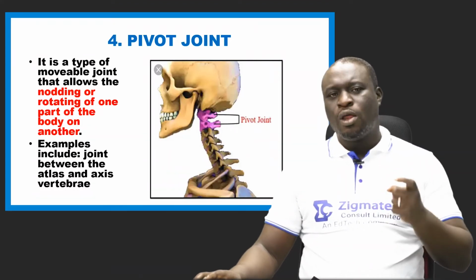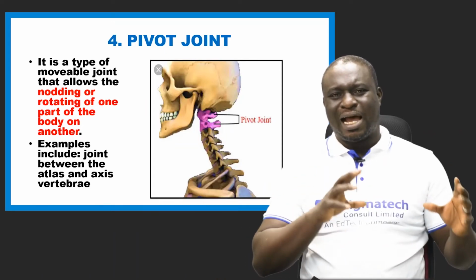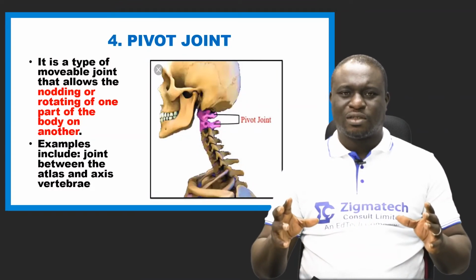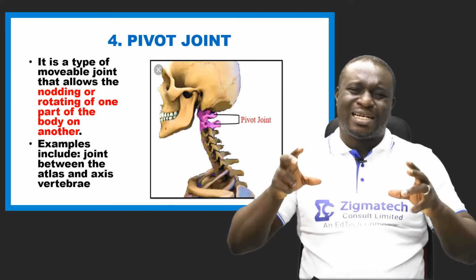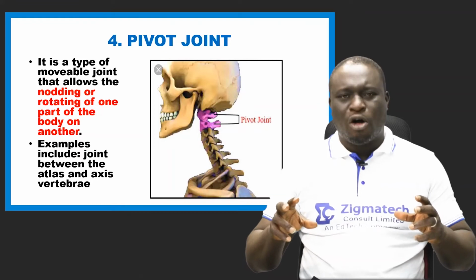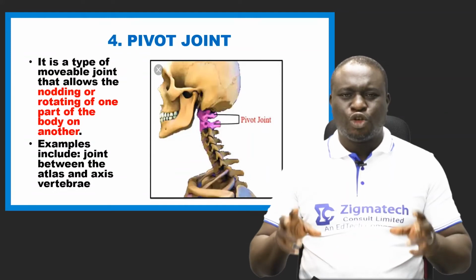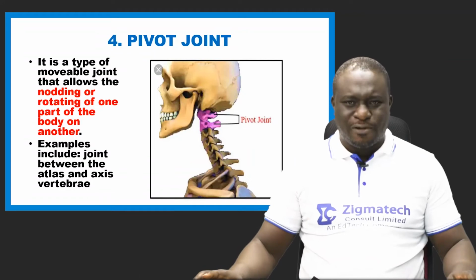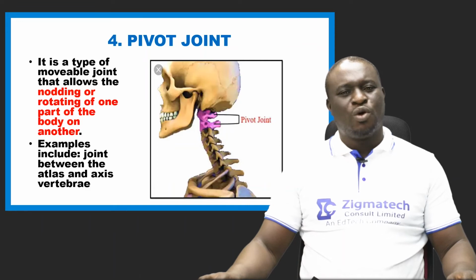And if you could recall, when we started discussing the vertebral column, we talked about the atlas and the axis, which are the first two cervical vertebrae in the vertebral column. We said that they help for the nodding and the turning, rotating or twisting of the head. So where you can also see a pivot joint is the joint between the atlas and the axis in the cervical vertebra. So these are the types of movable joints we have.